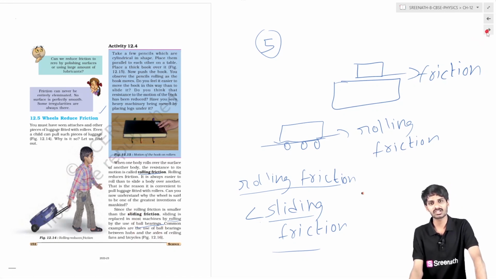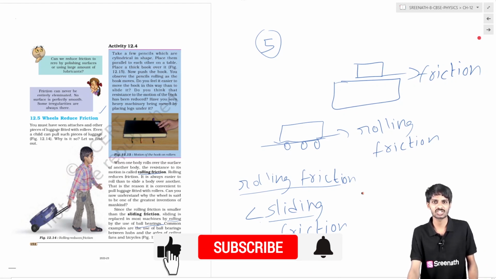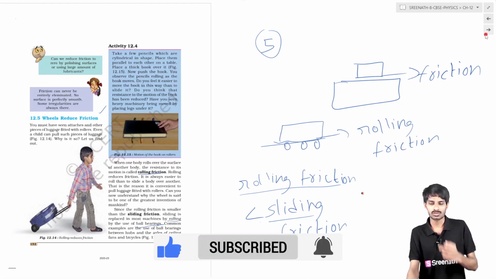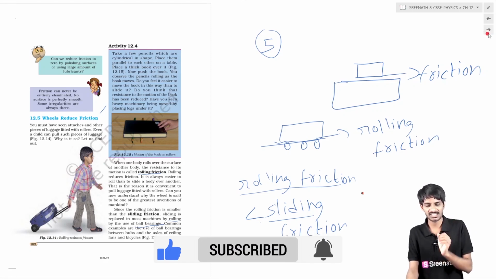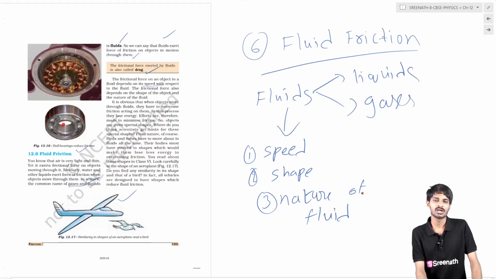In the case of rolling, the rolling friction is very small, but the sliding friction is very high. So we have to apply more force to overcome the sliding friction, but we need only a small force to overcome the rolling friction. That's the reason we use ball bearings in many machineries. Ball bearings are used so that the friction will be reduced.